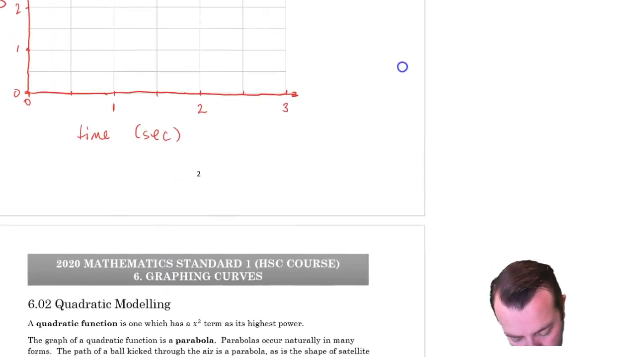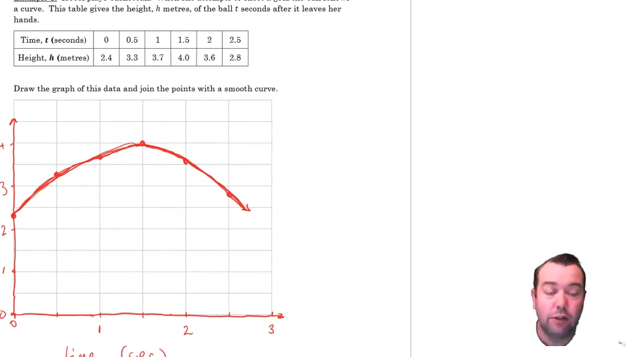Rightio, so that is using a table of values to draw a graph. We might need to, in this exercise, complete a table of values following some sort of a rule, and that rule might be a little bit more complicated. That's the plan. Some things to watch out for here.